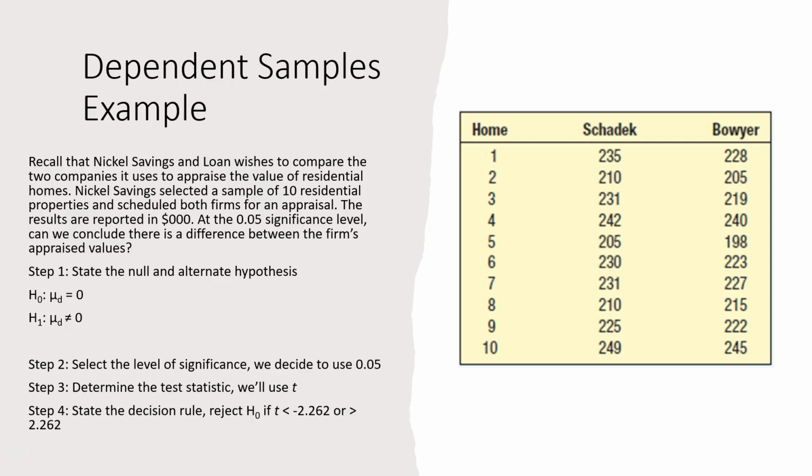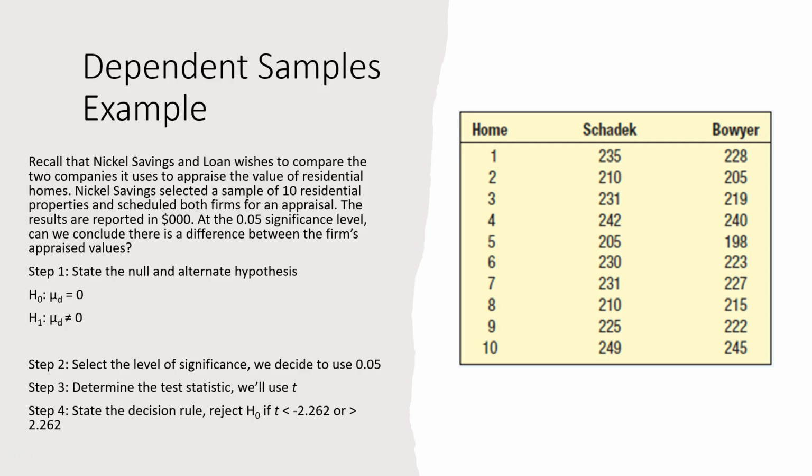So once again, if the mean of the differences is 0, that's going to be my null hypothesis. We would conclude that there is no difference between the two firms' appraised values. And so here I'm looking at equal, not equal. So this is a two-tailed test, because we're just looking at whether or not there's a difference. We don't have any directionality to this.